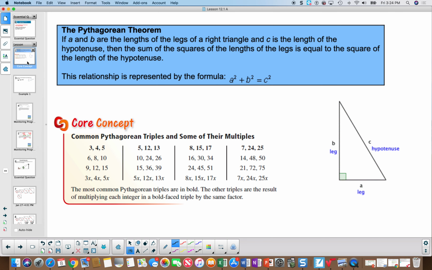Here is the Pythagorean theorem. Notice a squared plus b squared equals c squared. A and b represent the legs. C represents the hypotenuse. There's a concept called Pythagorean triples. These are integers that, when you put them into the Pythagorean theorem, satisfy it, and it represents a right triangle. These are nice integers. And these are the basic Pythagorean triples, and then there's also multiples of them that also work.